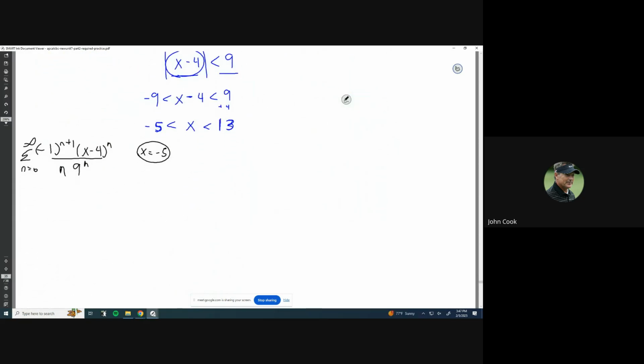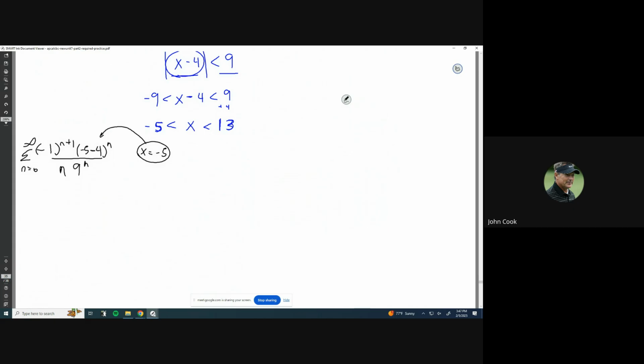There we go, good. All right, so what we're going to do is plug in negative 5 for x, and we're going to see if this converges or not. If it does, cool. Then that means that we will be able to add a little equal sign here because it also converges at that endpoint, negative 5. Otherwise, we'll just leave it like this. So let's see what happens.